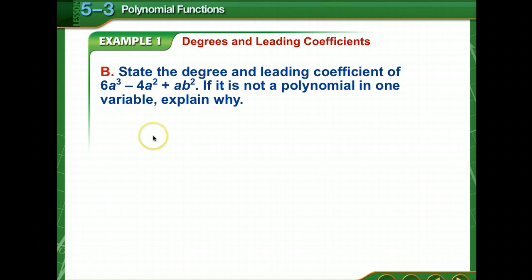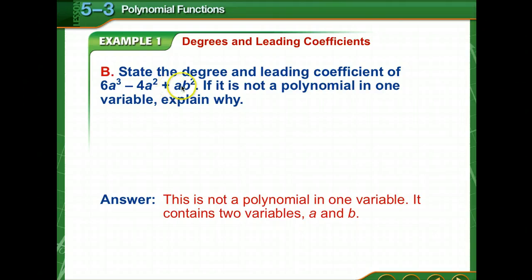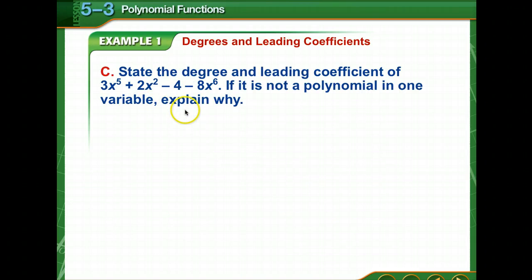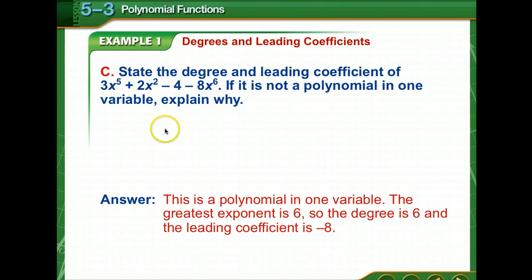Another example. Is this one a polynomial in one variable? What do you notice? We notice that it has an a and a b, so this one's not a polynomial in one variable. What about this one? First of all, is it written in descending order? That's the first thing I would do. Write it in standard form in descending order. It makes it easier for you to spot your leading coefficient and your degree. It is in one variable. The largest degree is 6, so the leading coefficient is a -8. The sign stays with it.